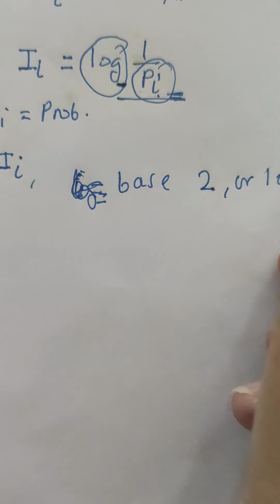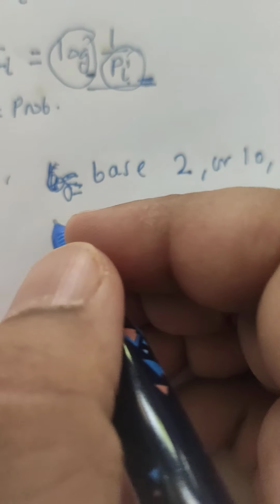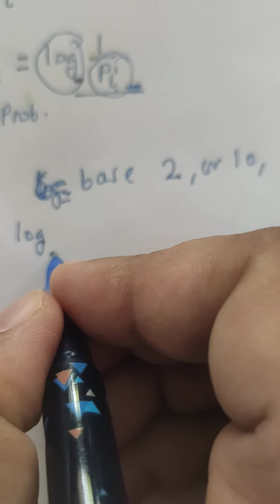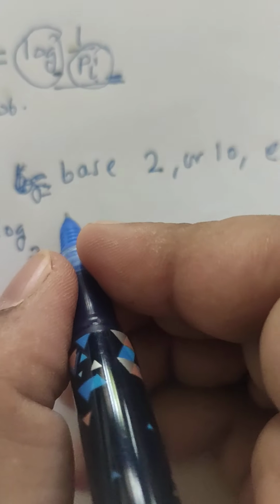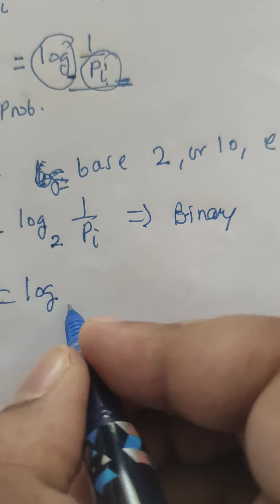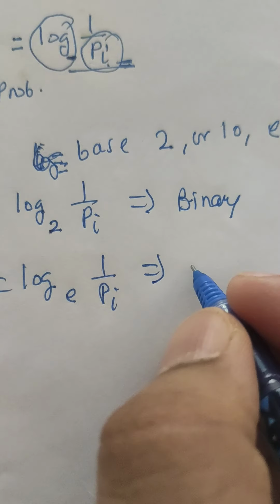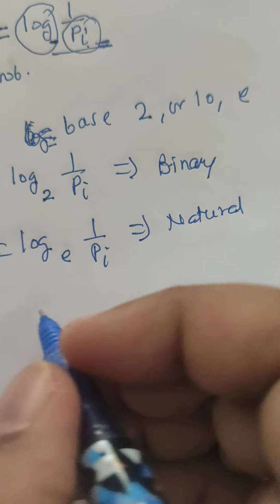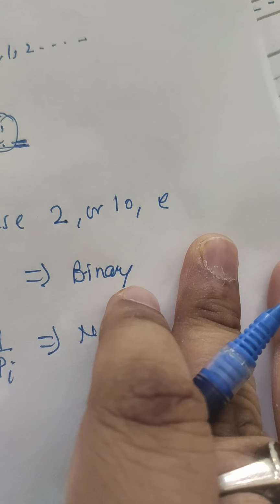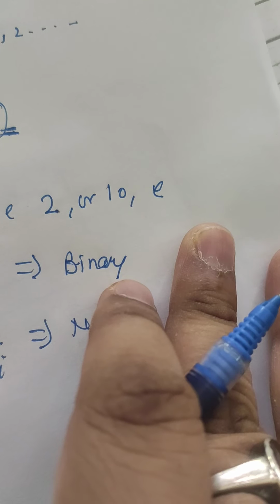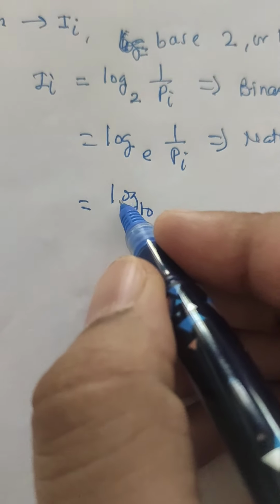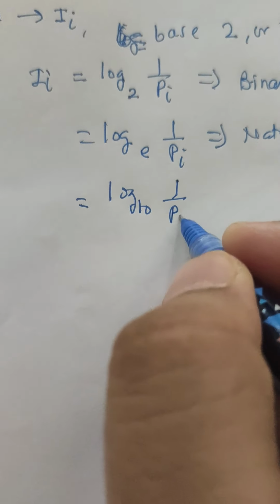The base of the logarithm may be 2, or 10, or e, and the information changes with the base. If the base is 2, it is binary. If the base is e, log of 1 upon pi, it is natural. If the base of log is 10, it is decimal, given by log base 10 of 1 upon pi.